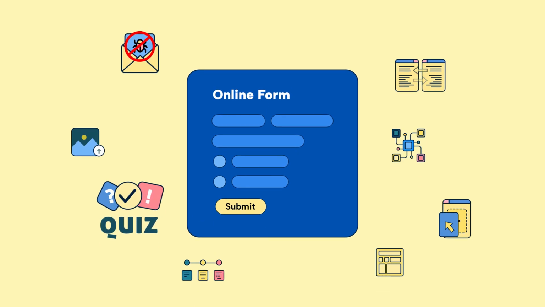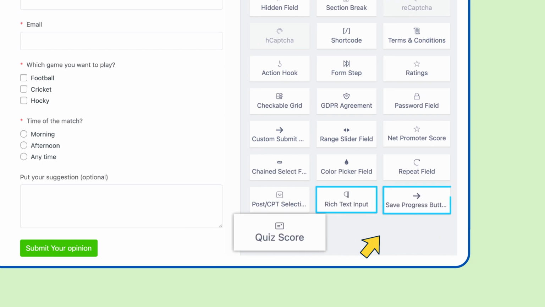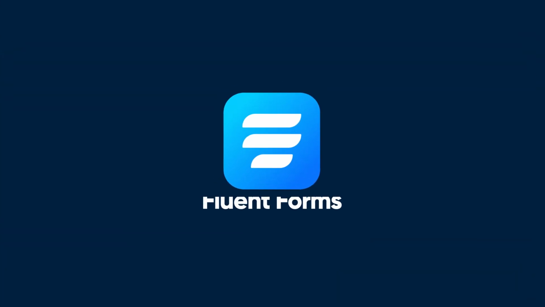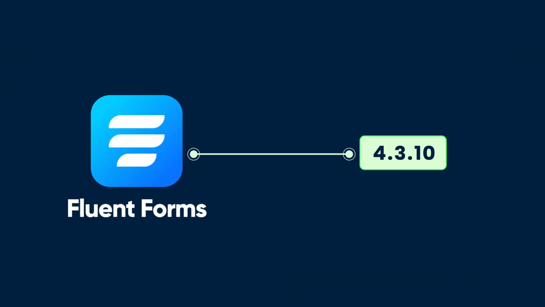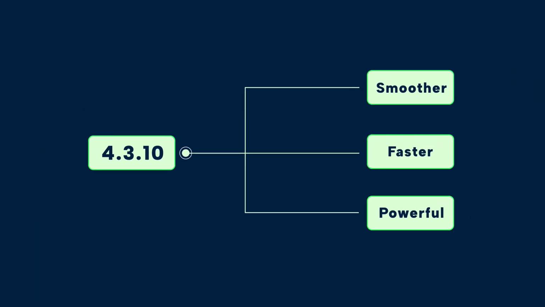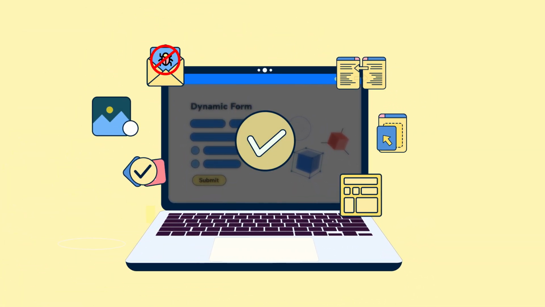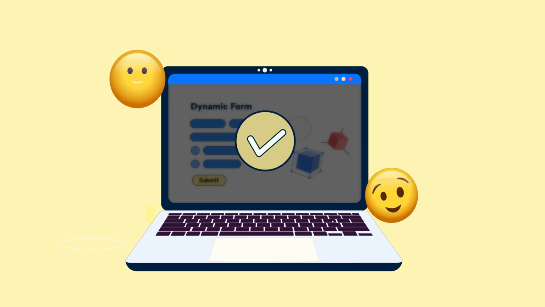So Fluent Forms was doing great. But why stop at being great when we can make it even better? Introducing Fluent Forms 4.3.10, a smoother, faster, and more powerful version of your beloved form plugin. With this update, you're gonna get a lot more done with a lot more fun. So what's new? Let's find out.